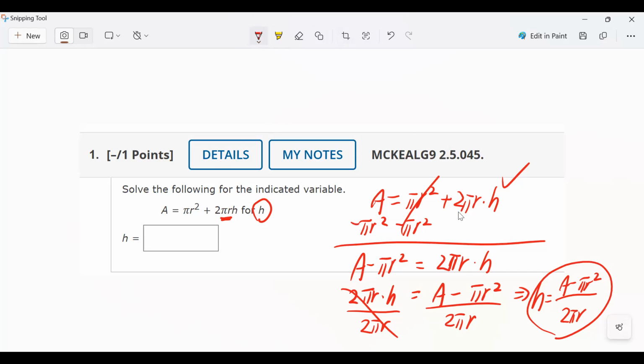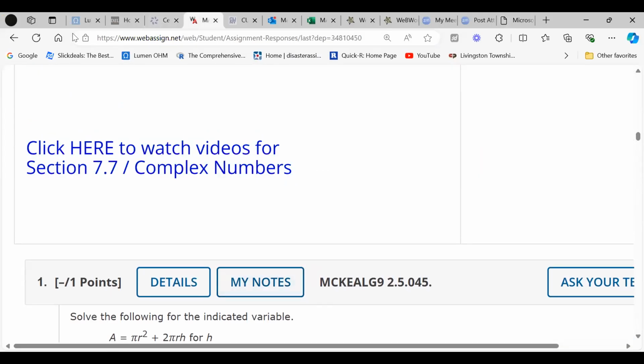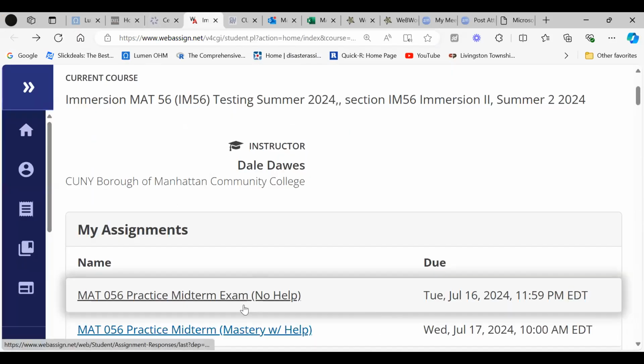We're doing the practice midterm, no help, right? Yes, no help, that's right. It's the first one, no worry. I'm going to point it out to you. Go here. It's the very first one for today, this one, first one, no help.